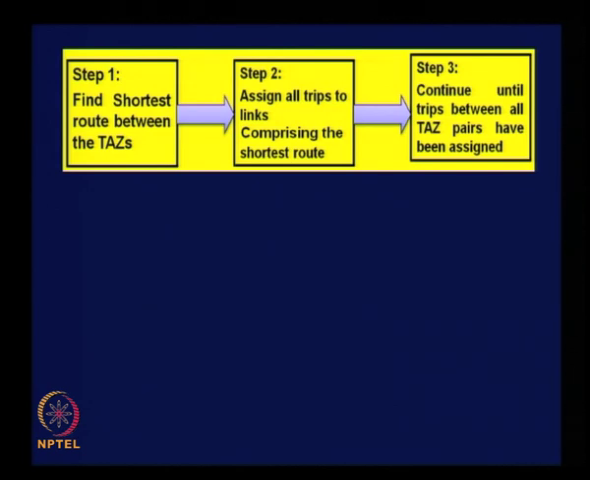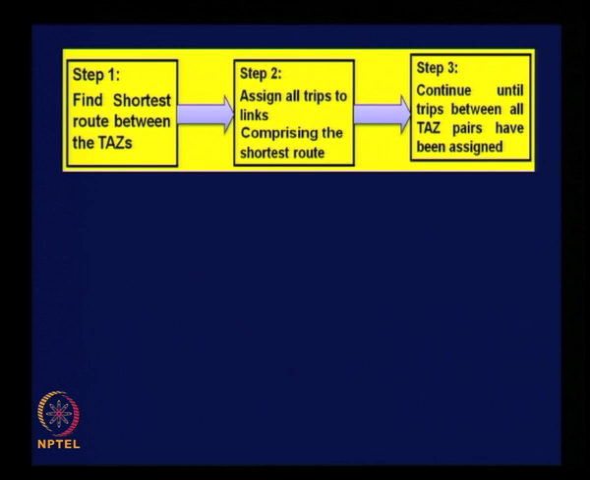They are: number 1, all or nothing assignment technique; number 2, multipath assignment technique; and number 3, capacity restraint assignment technique. And we have also seen a numerical example to understand all or nothing assignment technique, isn't it? To look at the principle involved in all or nothing assignment technique, you can just follow the 3 steps illustrated here.